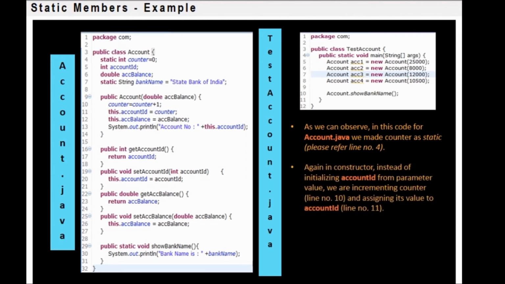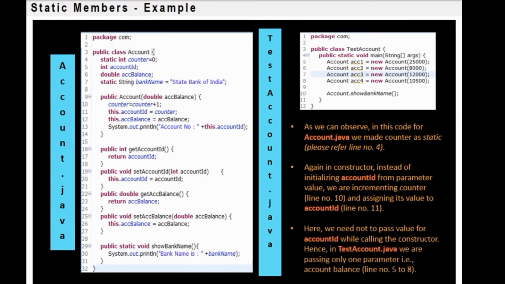In the constructor, instead of initializing account ID from parameter value, we are incrementing counter and assigning its value to account ID. Here, we don't need to pass value for account ID while calling the constructor. Hence, in testaccount.java, we are passing only one parameter, that is, account balance.